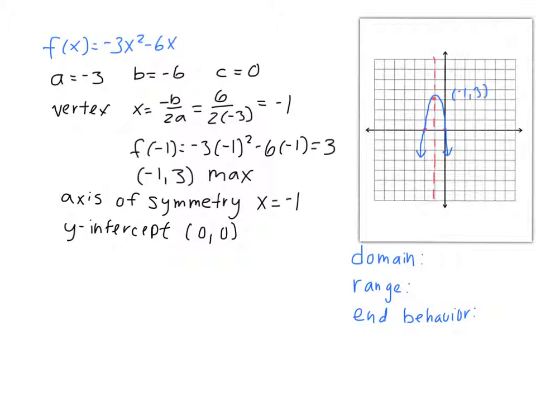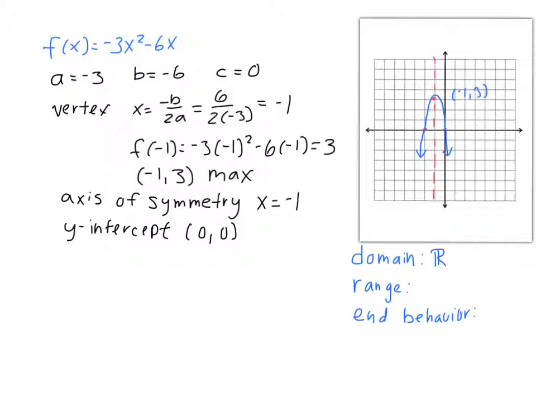This parabola, like all parabolas, gets wider as we move to the left and as we move to the right. So the domain is going to be the set of all real numbers. Unless we make some restrictions on the domain, for parabolas, that domain will always be the set of all real numbers.